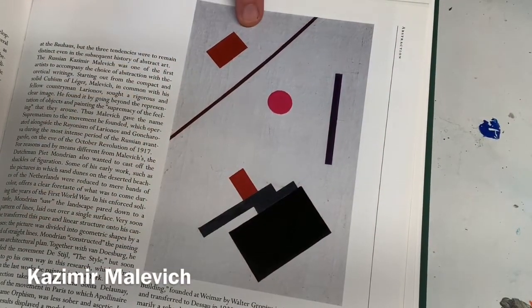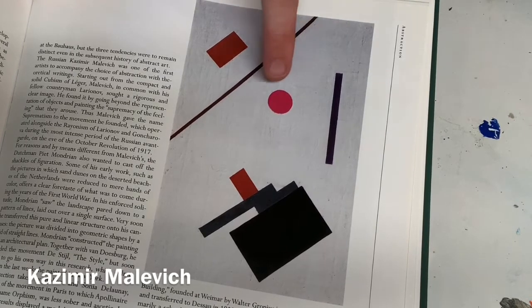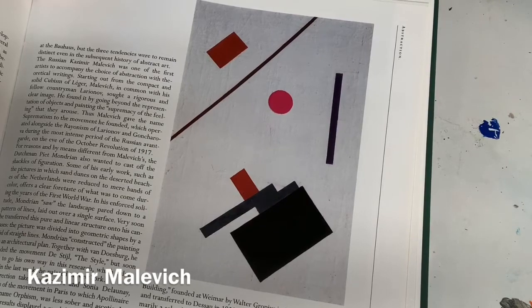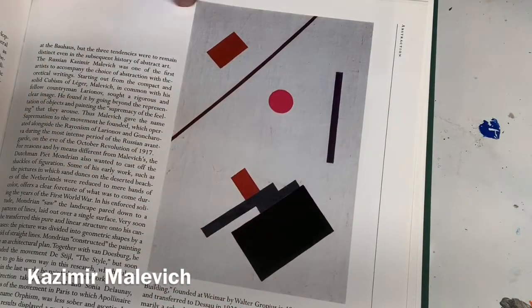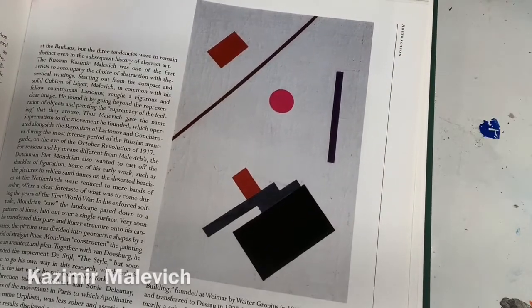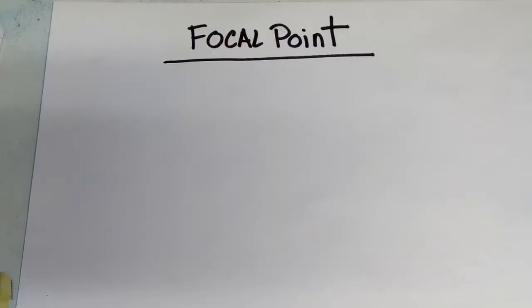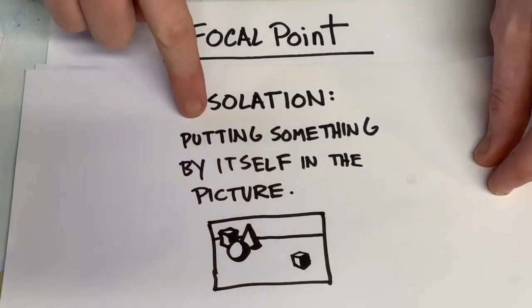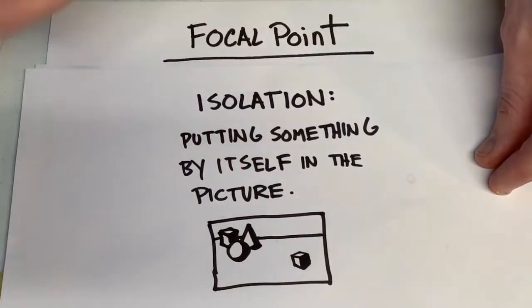Here's also an abstract picture, and you'll notice that the circle is definitely our focal point because it's the only round object on this whole piece of paper. Everything else is a rectangle and is mostly dark. This one stands out because of contrast. Another way we can create a focal point is by isolation. Putting something by itself in the picture.